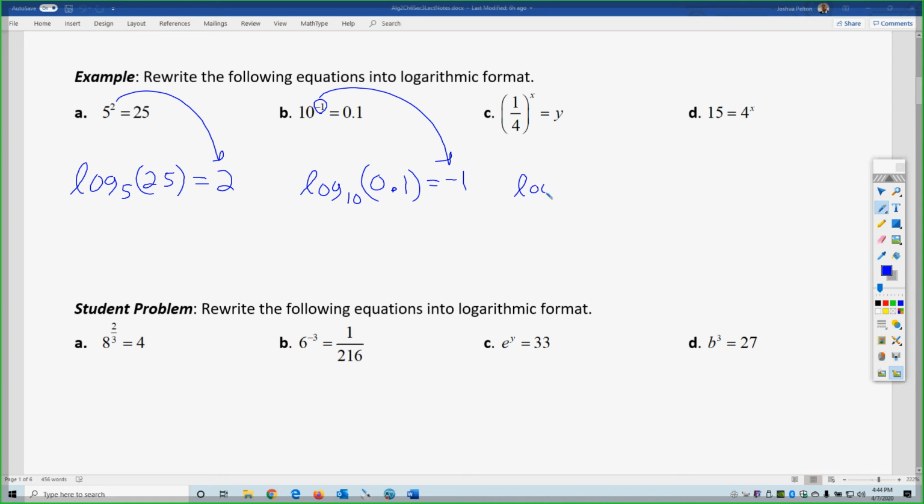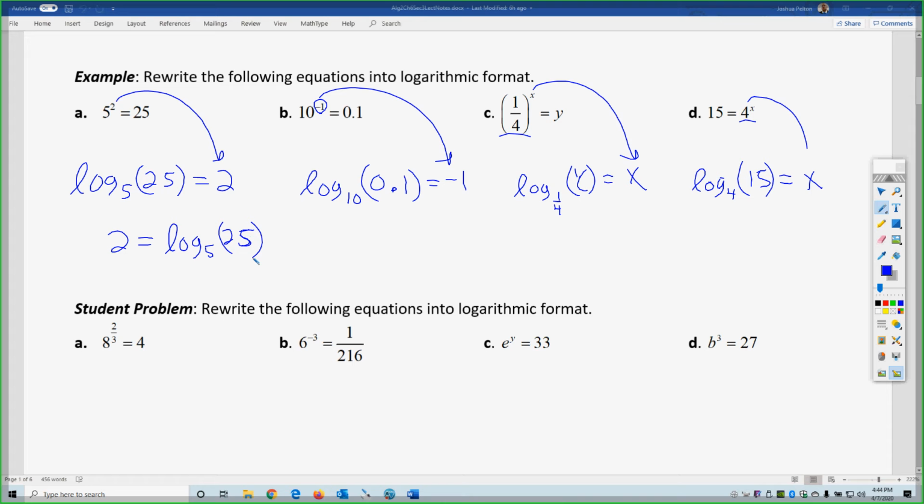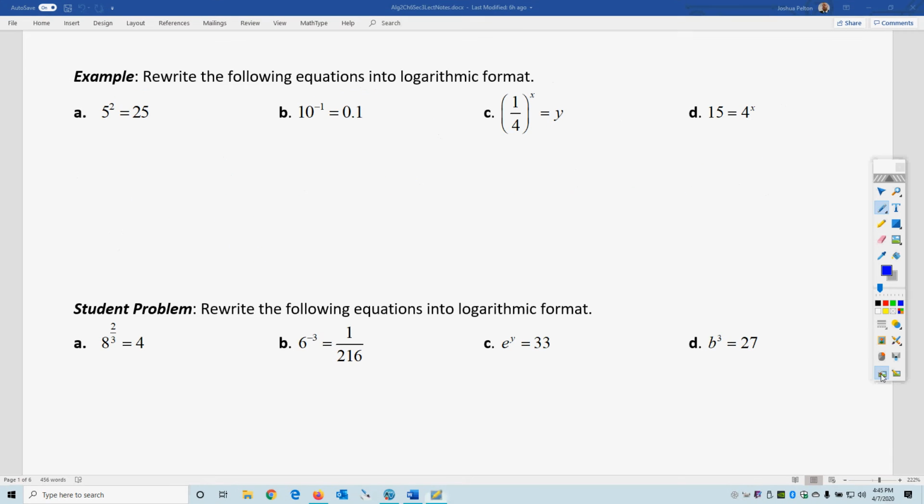So this is log base 1/4 of y equals x, because the outcome is the exponent. This one is log base 4 of 15 equals x, which is the exponent. Notice they switched it sometimes as to which side has the exponent. That's fine, because this could also be 2 equals log base 5 of 25. Either one is correct. It's really a preference as to which one you'd want to do. Pause the video, try the student problem for yourself.